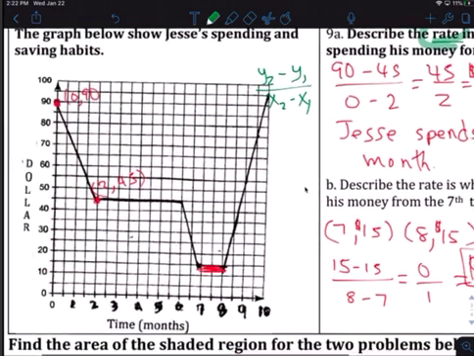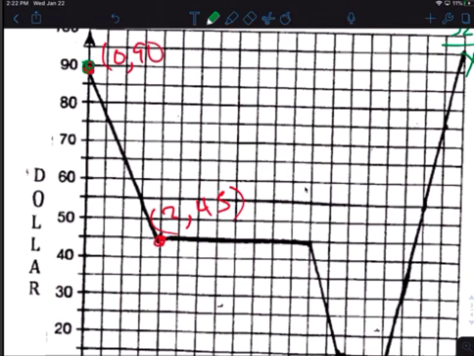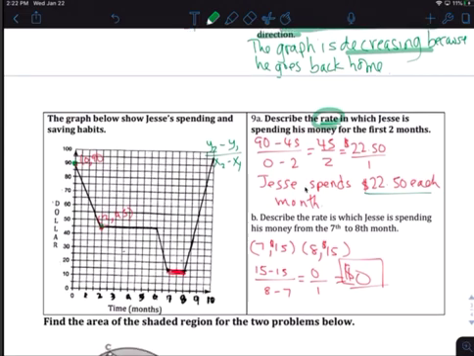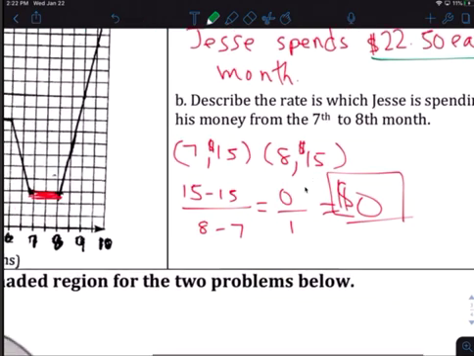Between the first 2 months. So right here t is 0, 90, right here's, and you find the rate of change and figure out $22.50 each month. The 7th and 12th month, 7 is 5 and 15, 8 is 8 and 15. You subtract, you get 0.